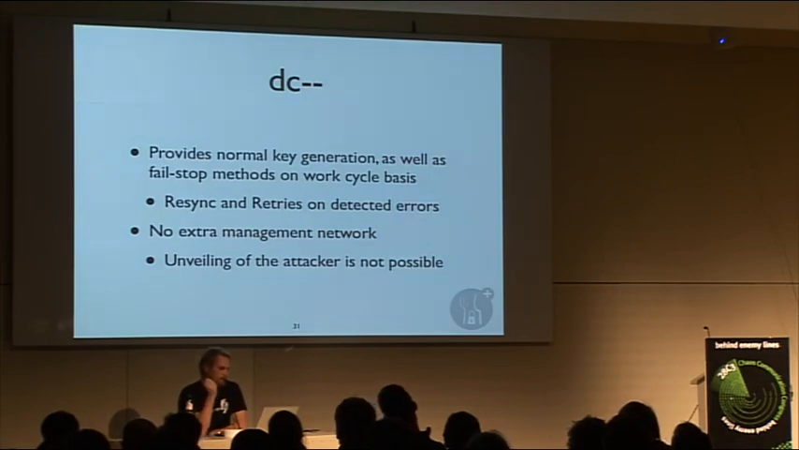If DC-Net, that's the name of the implementation, sees errors within the communication, it retries automatically to resend. So that's also nothing that you have to keep track of. And also here there is no extra management network, so also here the unveiling of the attacker is not possible yet.